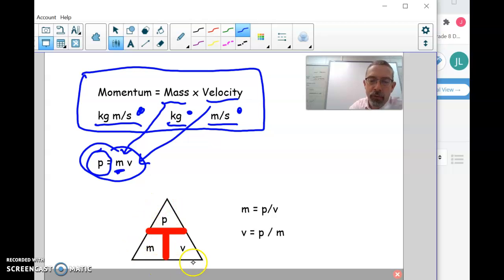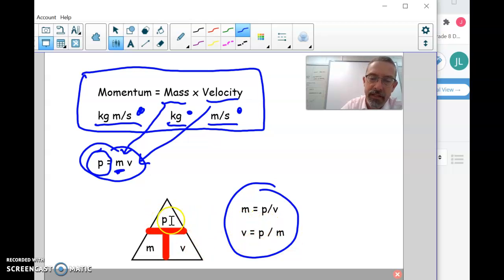So again, as before, if you set up a little triangle here, those can be helpful. A lot of you would help yourselves out a lot more if you would try using some of these little skills to help you out. So if I want my momentum, I just cover this up, mass times velocity. But also, I get 3 equations for the price of 1 here. If I want my mass, it's momentum divided by my velocity, that little fraction there.